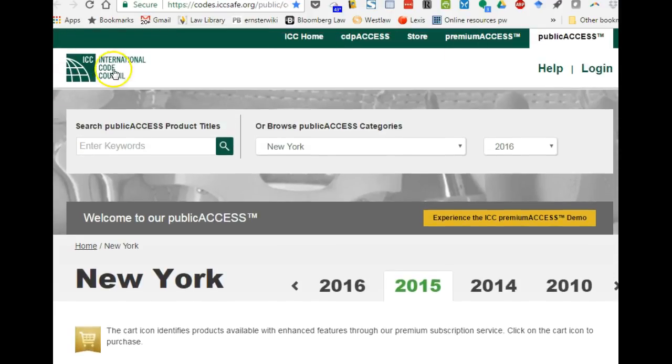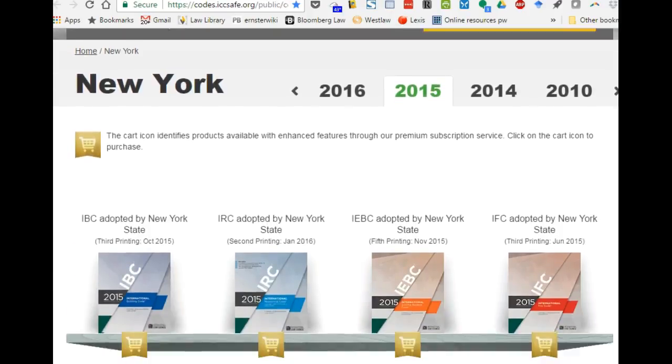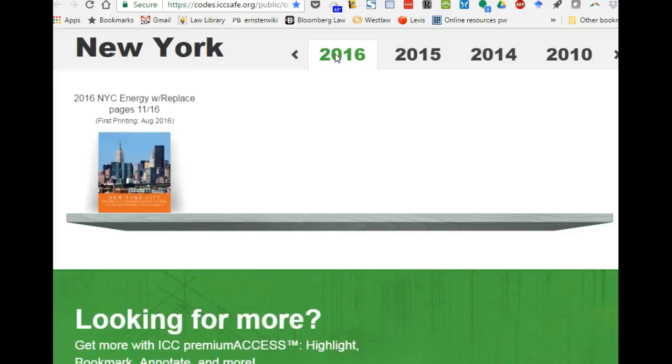And there's this company, the International Code Council, that drafts these model codes that some states have adopted, and New York is one of them. And you just have to follow your nose on this. So, of course, I want to be updated. So I went to 2016 and I didn't find very much. So I went back to 2015.